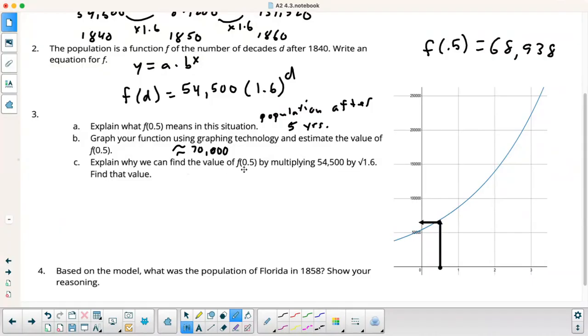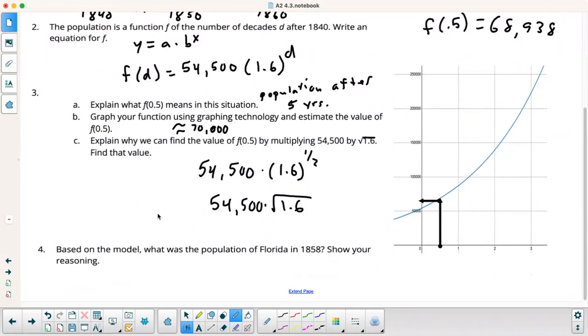Explain why we can find the value of f of 0.5 by multiplying 54,500 by the square root of 1.6. So you're doing half a decade. So think of it like this, 54,500 times 1.6 to the 1/2 power. You should know that this is power over root, or 1/2 just means square root. So I could rewrite this as the square root of 1.6. And there you go. It's the same thing.